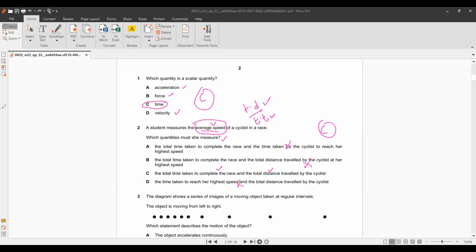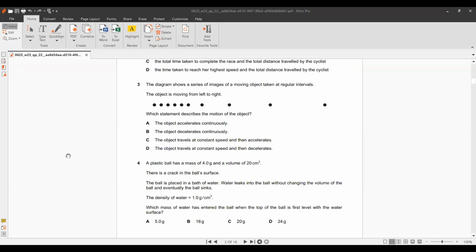Yeah. Moving on to MCQ number 3, they have given us a diagram in which we can clearly see that the object is reaching a constant speed. So we have to see an option which relates to that. The object accelerates continuously. If it was accelerating, its speed should have increased. We could see the object moving from left to right is slowing down. So it cannot be acceleration.